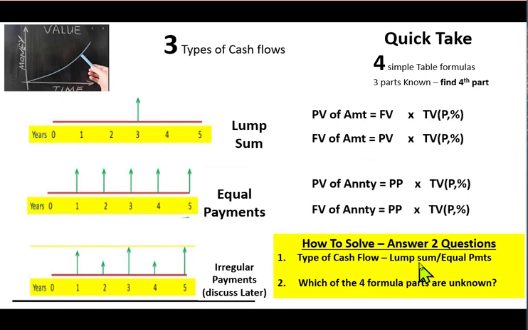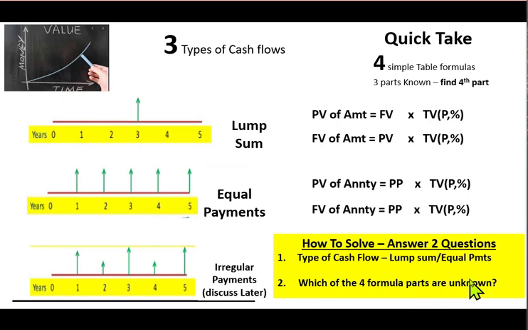If the cash flow is a set of equal payments, then you're going to use these other two tables, which would be the present value of an annuity or the future value of the annuity. And then what we're really going to be doing here is asking which of the four formula parts do we have?